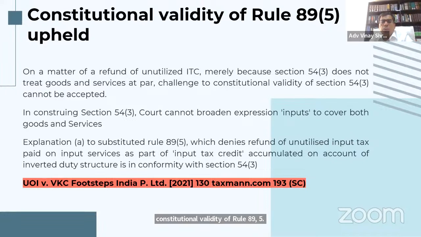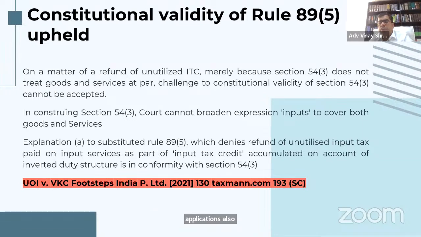The issue had arisen from the judgments of the Gujarat High Court and Madras High Court. Gujarat High Court decided favorably, saying that the refund of input services should be allowed. Madras High Court did not strike down Rule 89(5). So there were contradictory judgments of the Gujarat High Court and Madras High Court, and both the matters travelled on appeal by the department as well as by the concerned assessee to the Supreme Court. There were several intervention applications also.